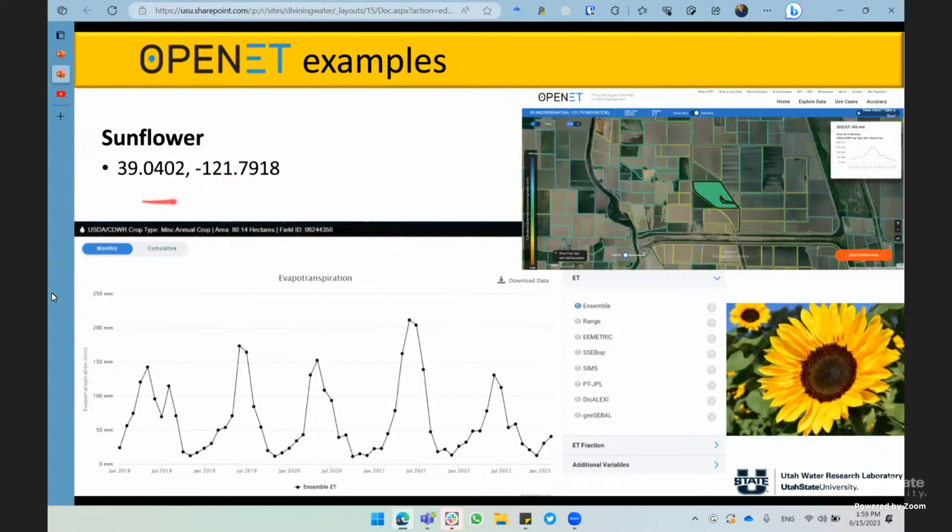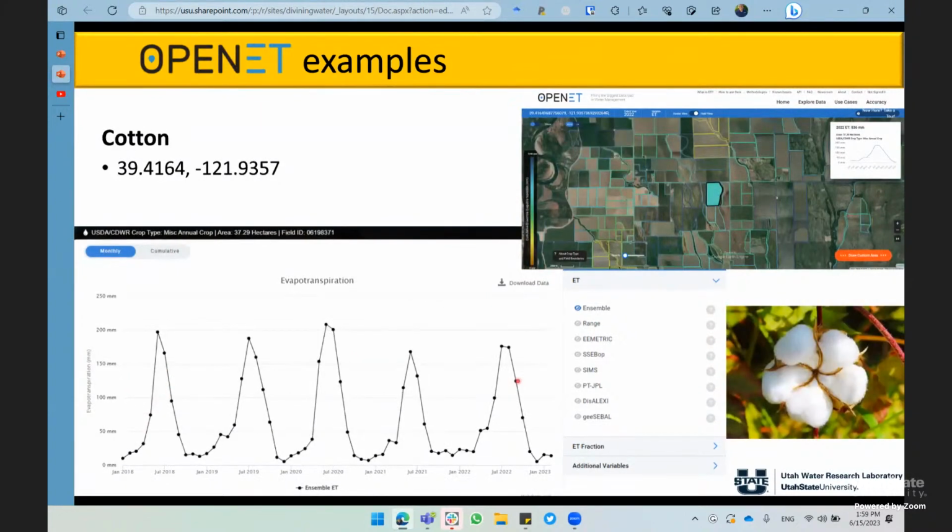Other area, for example, in this coordinate, sunflower. So in the same way, you put the coordinates in the search box, and you see a different behavior here of ET. Sometimes it's low, sometimes it's high, and again low. Other example, cotton. Again, the same coordinates. So if you don't know the coordinates, the city, you locate your field of interest, and then you get the monthly plot. It's kind of stable, but with a little decrease in the last part of the period.